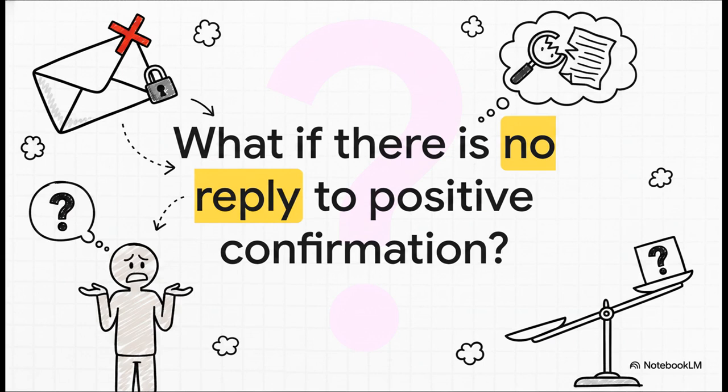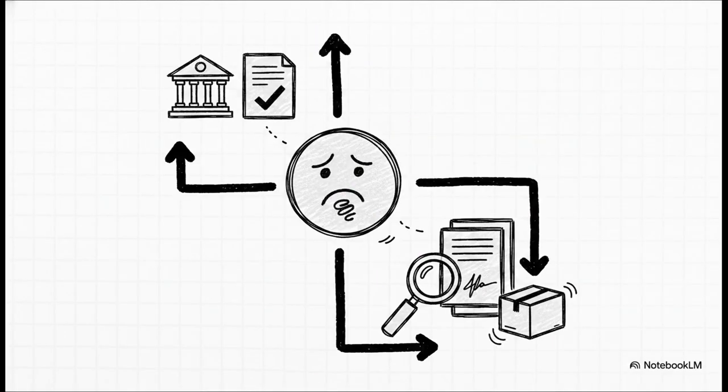But wait, every good investigation hits a dead end at some point, and that requires a contingency plan. So what exactly do you do when a major customer just flat out ignores your positive confirmation letter? You demanded a reply and you got absolute silence. You obviously can't just shrug and assume the balance is correct. Well, when you're faced with a non-reply, you pivot immediately to these alternative substantive procedures.